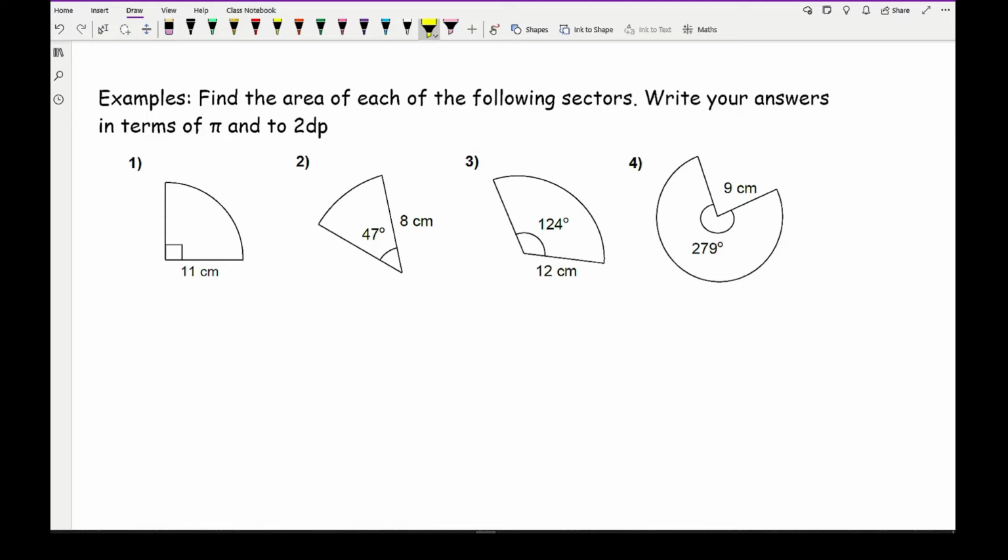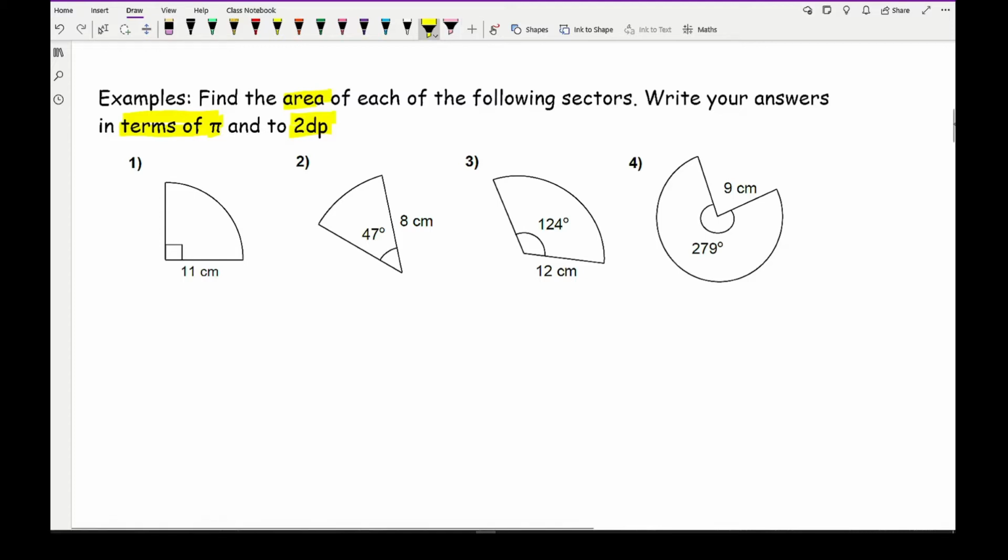Now in this particular question we're asked to find the area of each of the sectors, and when writing our answers, I'm going to show you how you can write your answers in terms of pi, which tends to appear on a non-calculator paper, and we're also going to use our calculators to give our answer to 2 decimal places. So these types of questions can come up on a non-calculator paper, but what you find is that the numbers involved will be relatively easy for you to substitute into the formula and then also simplify.